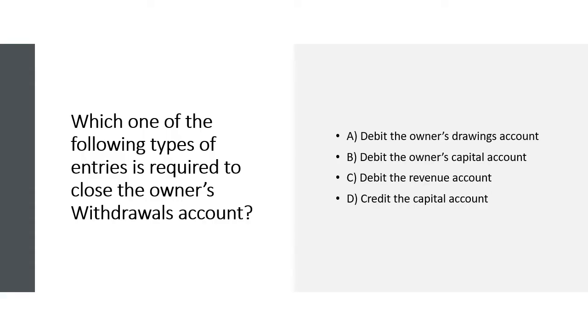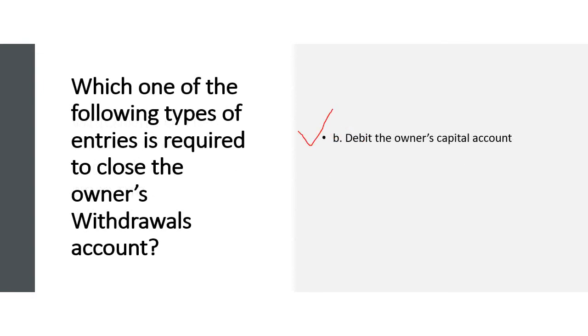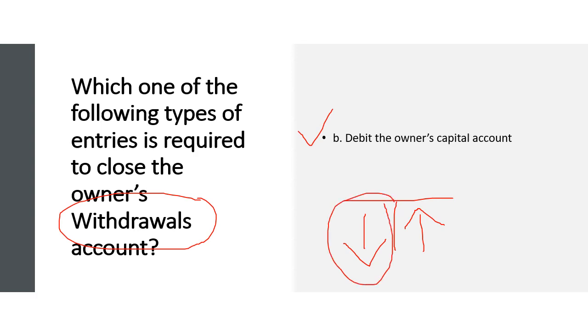Now, which of the following types of entries is required to close the owner's withdrawal accounts? Is it going to be a debit to owner's drawings account, a debit to owner's capital account, a debit to our revenue account, or a credit to our capital account? What do we think? And if you chose B, debit to the owner's capital account, you would be correct. So let's talk about capital for a minute. Capital increases on the credit and decreases on the debit. If we're closing our withdrawals, what effect will that have on our capital? It's ultimately going to decrease our equity. So it would be a debit to our owner's capital account.